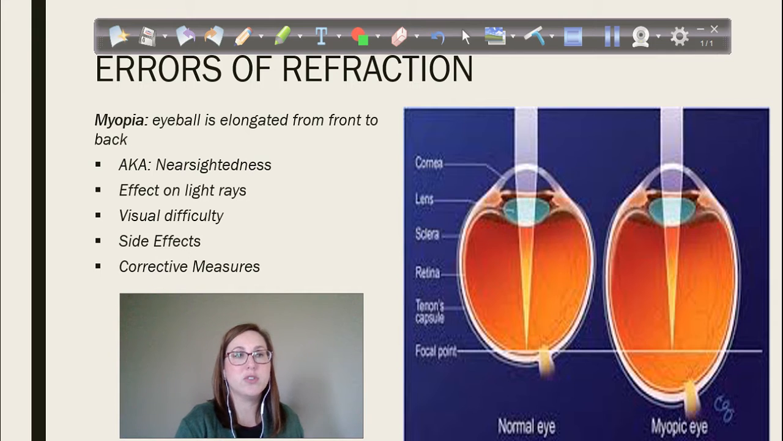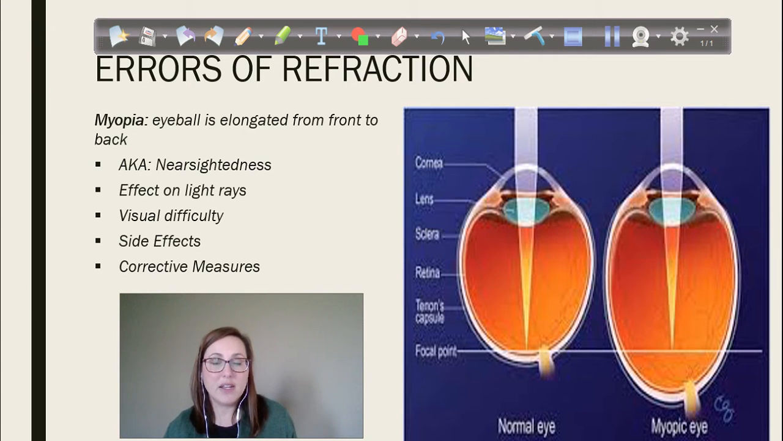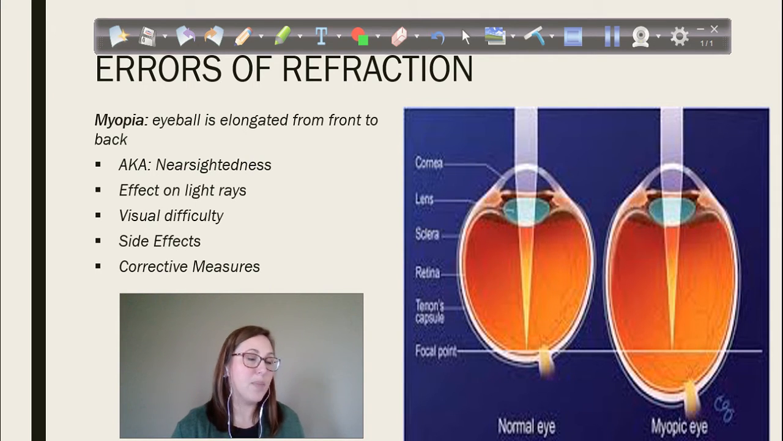When we talk about errors of refraction, the first error we're going to talk about is myopia. That is when the eyeball is elongated, so it's long from front to back, and this is what we know as nearsightedness. Our difficulty if we're nearsighted is that we can't see things far away. The light rays are brought to focus just in front of the retina, so they don't reach it correctly.